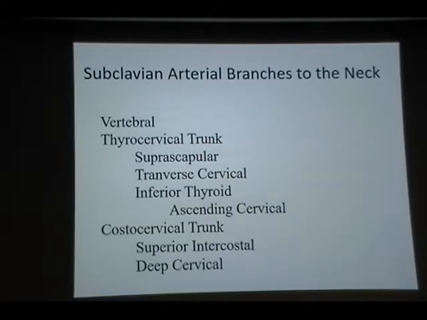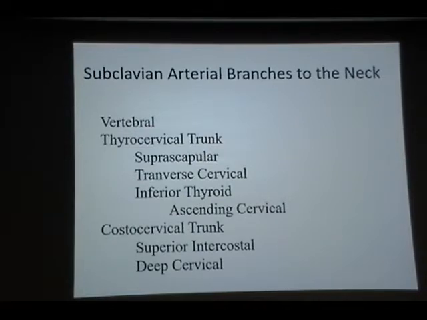And then there's a small branch that goes to the thyroid gland, which is now not coming from above, but coming from below. So this is called the inferior thyroid. And sometimes there's an ascending cervical branch, which is a little bit deeper, that takes care of some of these deep muscles, for example, scalene muscles, or possibly you'll see some other muscles like longus capitis, longus colli muscles.